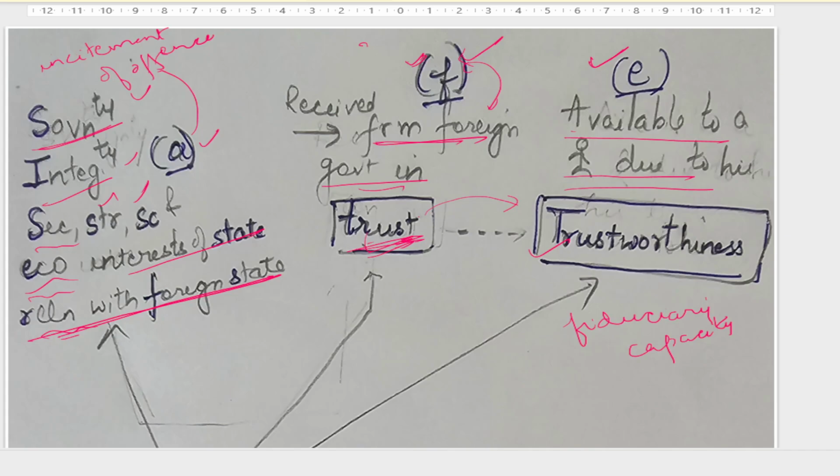Now we have just studied all the exceptions provided under section 8. Now information can be disclosed even if it relates to all these exceptions if the public interest outweighs any harm to the protected interest. So if the public interest outweighs any harm to the protected interest, then the information can be disclosed.